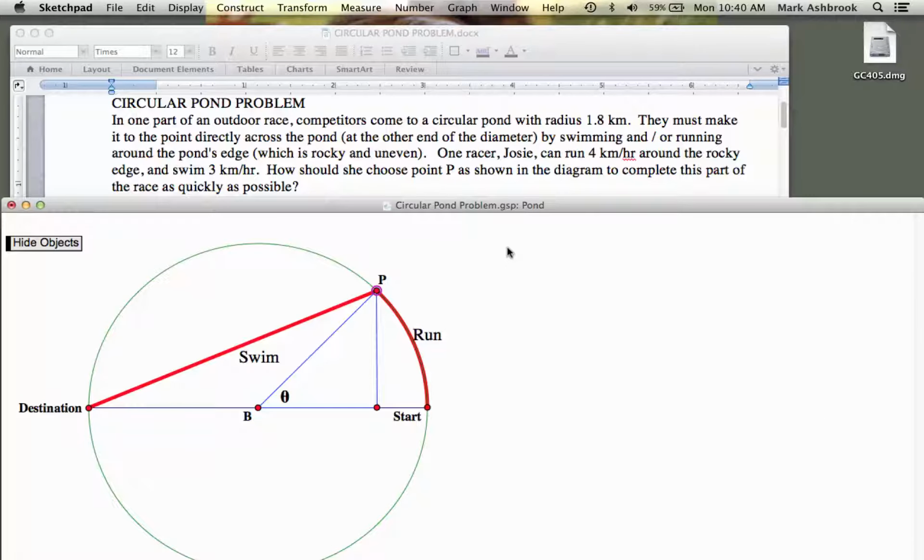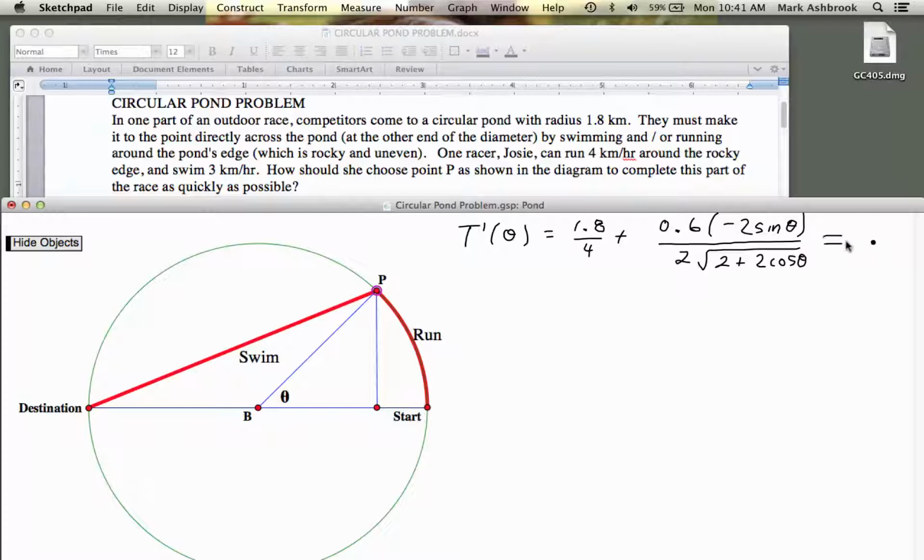And we had found the derivative was 1.8 over 4 plus 0.6 times negative 2 sine theta over 2 times the square root of 2 plus 2 cosine theta. And to get critical values, we set that equal to 0.